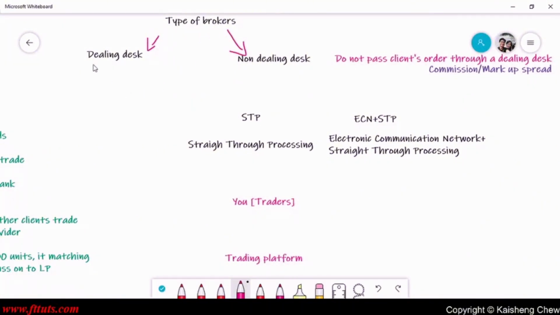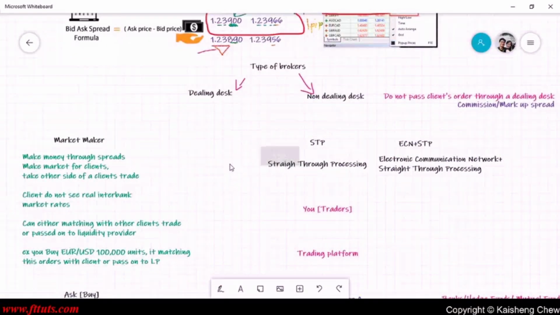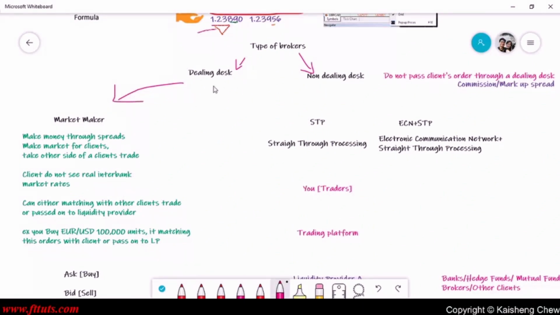Okay, so the dealing desk is further divided into three categories, including the market maker. This is the non-dealing desk. The non-dealing desk is further divided into two, which are STP and ECN plus STP.